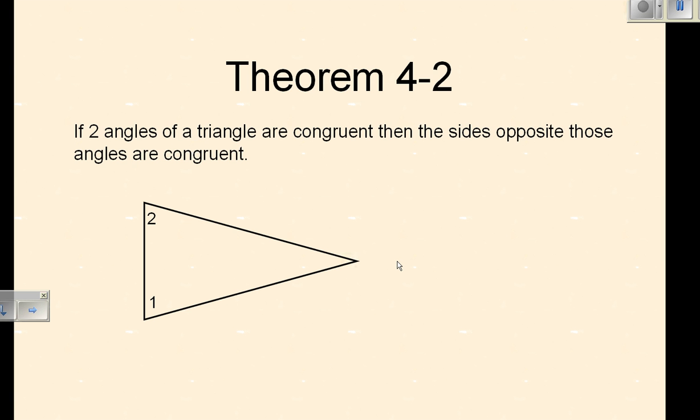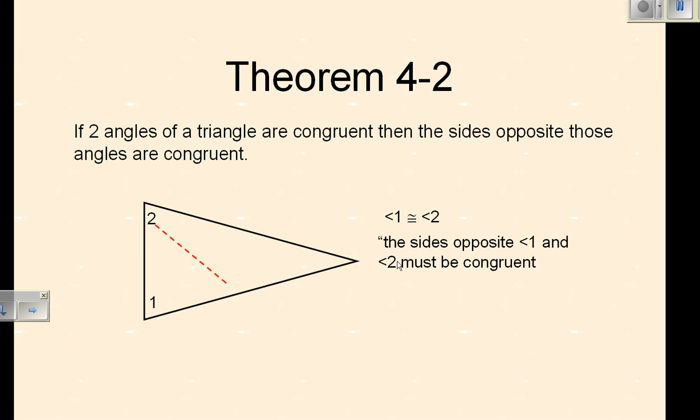Theorem 4.2 says if the angles of a triangle are congruent, then the sides opposite those angles are congruent. So basically, if we have two angles that are equal, then we have an isosceles triangle. Sides opposite must be congruent.